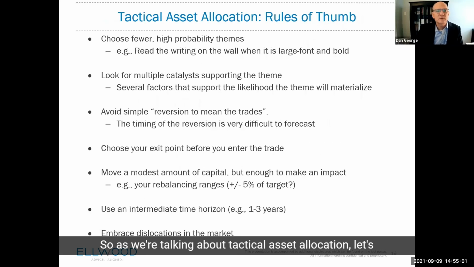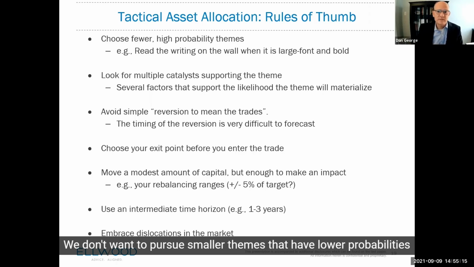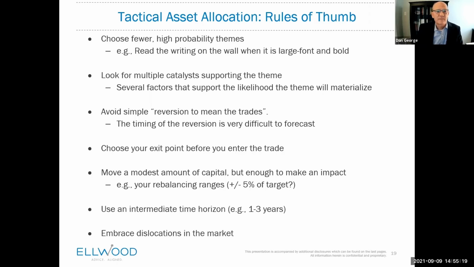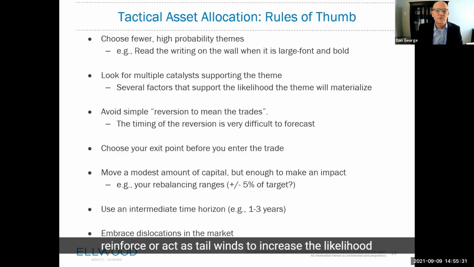So as we're talking about tactical asset allocation, let's introduce a few rules of thumb. We would focus on fewer and higher probability themes. We want to read the writing that's on the wall when it's in large font and bold. We don't want to pursue smaller themes that have lower probabilities or are less likely to come true. One way to pursue this higher probability is to look for themes that have multiple catalysts supporting them. Several factors that are expected to come through would reinforce or act as tailwinds to increase the likelihood that the theme will materialize.